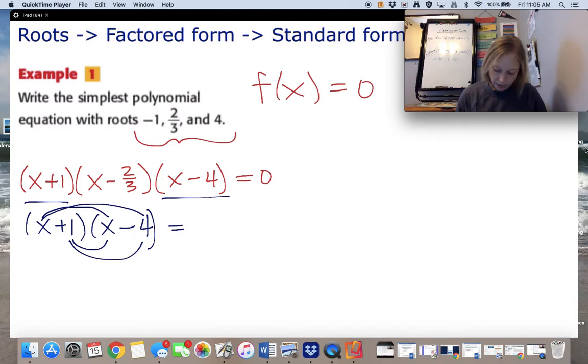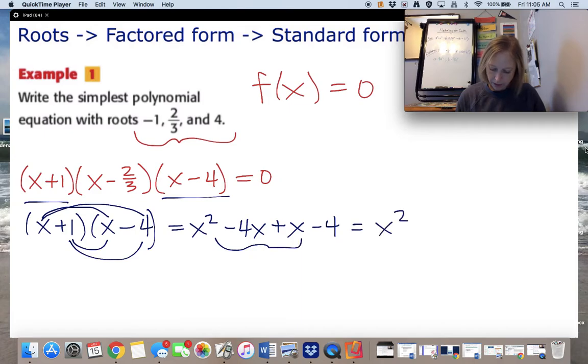Okay, so x times x is x squared, and then I have a negative 4x. 1 times x is x. 1 times negative 4 is negative 4. I am now going to combine these like terms right here, and I have an x squared. Negative 4 plus 1 is negative 3x minus 4.